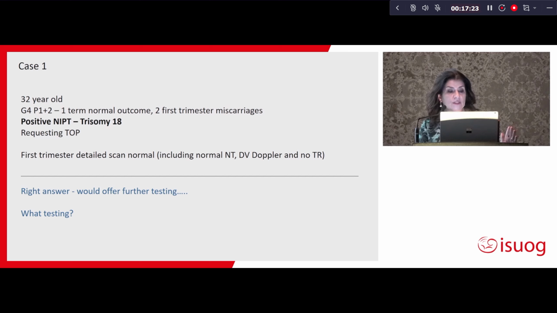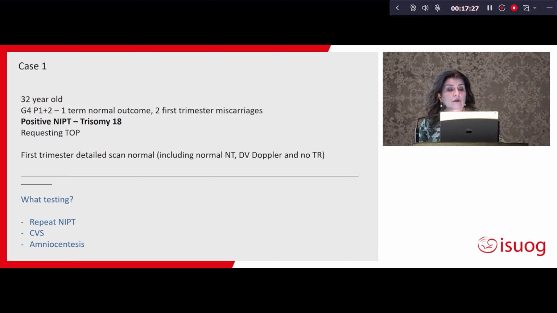So you would advise further testing. What testing would you advise? Would you repeat the NIPT? Would you do a CVS? Would you do an amniocentesis? Who would do a CVS? Put up your hands. Who would do an amniocentesis? Because you're delaying the diagnosis, right?